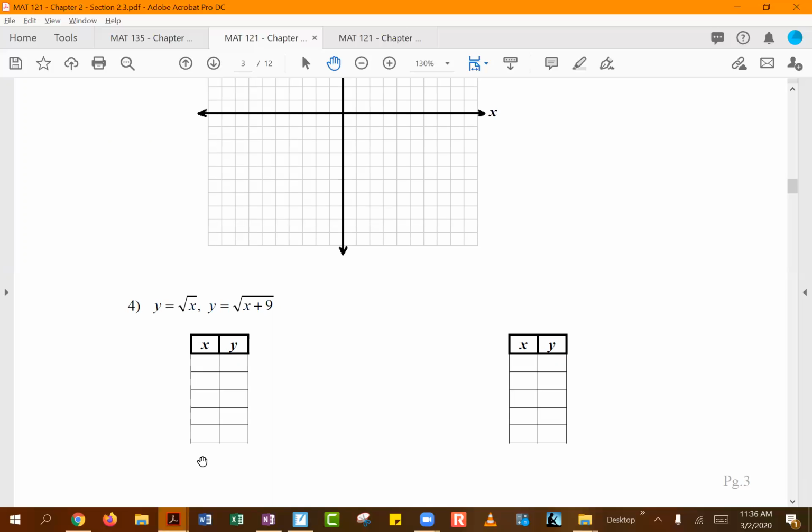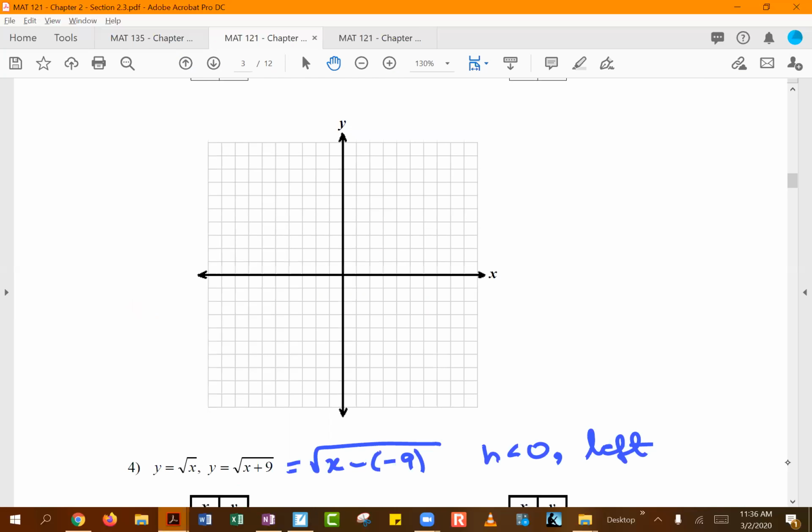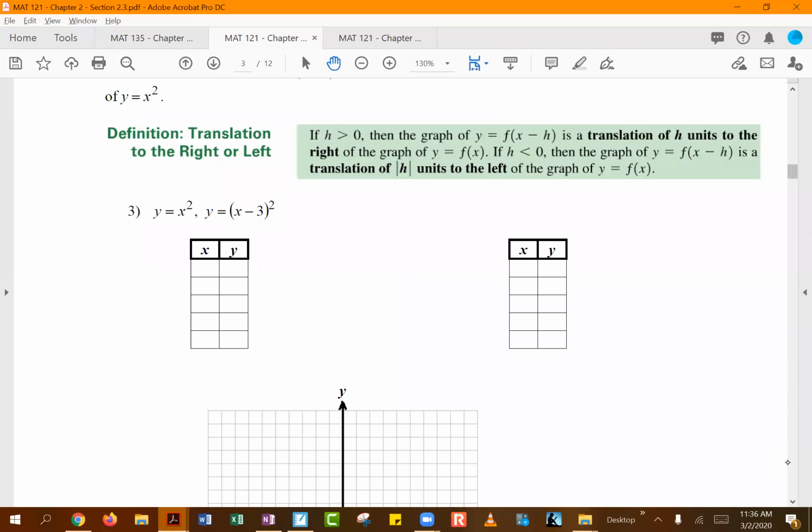Because the idea here is when you have square root of x plus 9, that means you have x minus -9. So h itself is a negative number and you move left. But they're not going to write it as two negatives. They are going to give you x plus 9. So this means h is negative. Your graph is moving left. Here, in this example, your h is positive. Your graph is moving to the right.